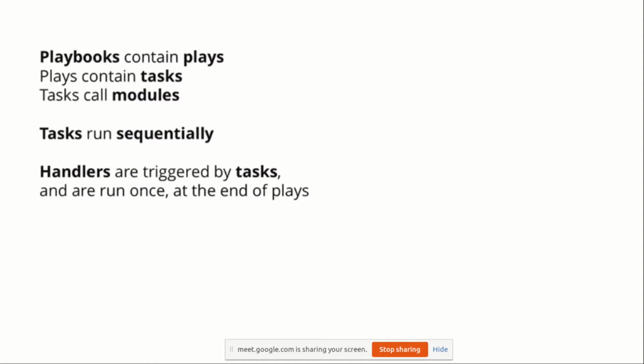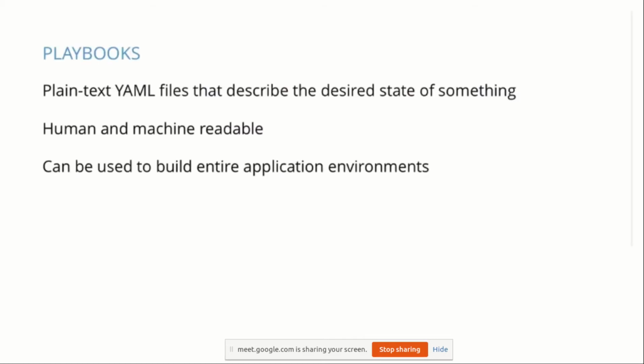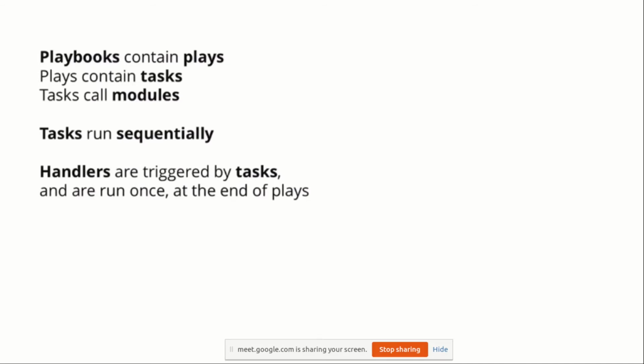A few facts. Playbooks contain plays. A play is one section of a group, I'll be showing it, and plays contain tasks. A task is a specific action, and tasks are attached to a specific module, and they run sequentially, one after another. And then there is something called handlers. You remember we talked about handlers in one of our sessions. A handler is a specific action.